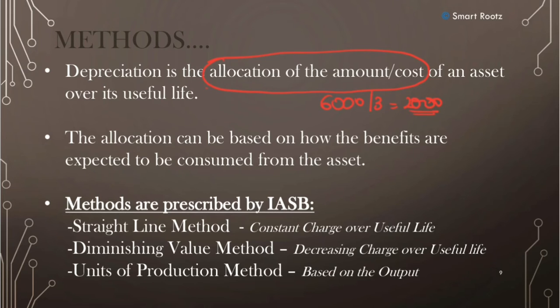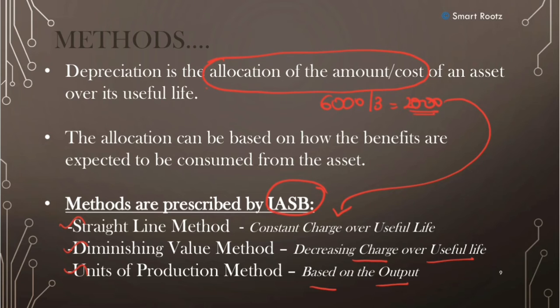But is this the only method wherein we can charge depreciation? This is one of the methods, also called the straight line method. However, the IASB, which provides the IFRS standards, provides two other methods. The other methods are the diminishing value method, where there is a decreasing charge over the useful life, and the units of production method, which is based on the output. So if the company is producing 12,000 units in the first year, then 7,000, 4,000, 5,000 in the consecutive years, then more depreciation will be charged based on the number of units it actually produced in the first year. So these are all the different methods in which depreciation can be charged.